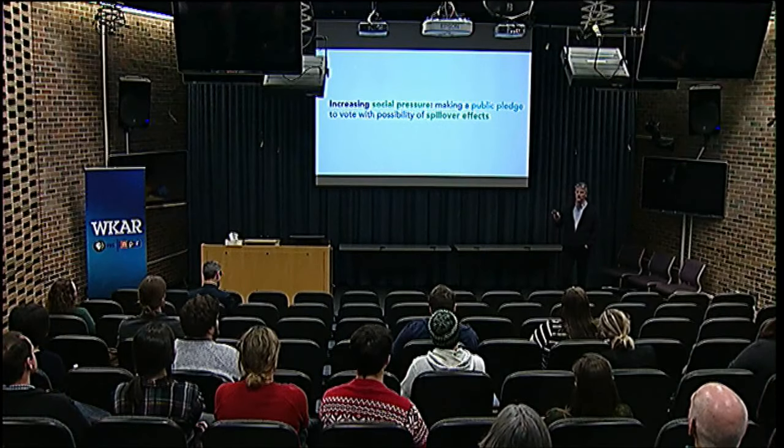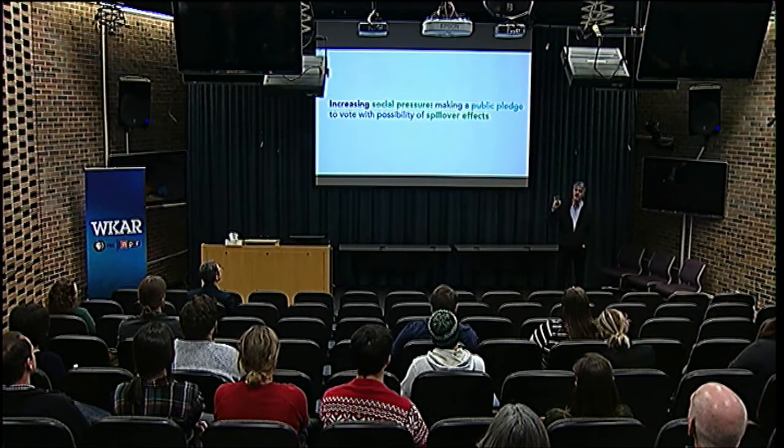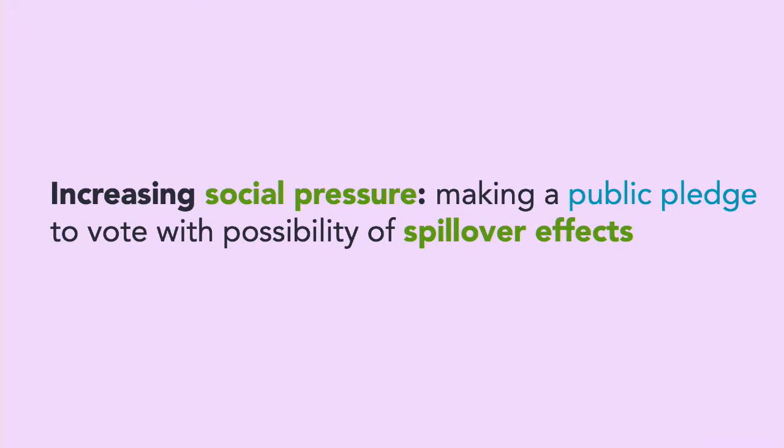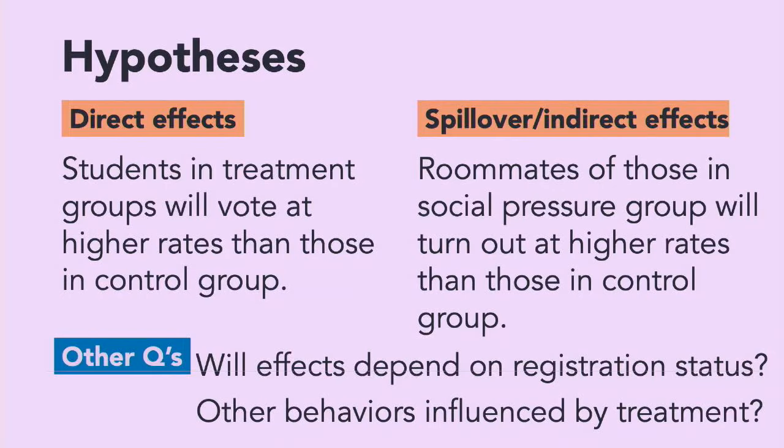The other component of the treatment is going to deal with social pressure, trying to increase the social pressure or social normative message, getting people to turn out to vote. Also, creating the possibility of spillover effects. Then I'm going to not only cause this person that I'm talking to to vote, but maybe their roommates or other people in their social network as well. Okay, so I'll talk more about the treatment in just a minute. We have some hypotheses from this. We had a number of hypotheses. I'm just going to talk about the main ones here.